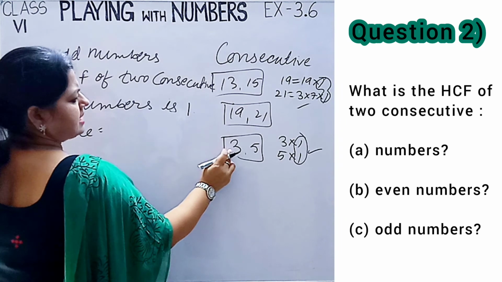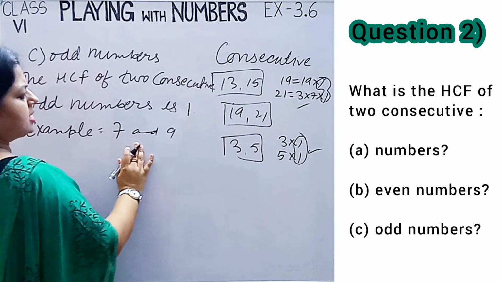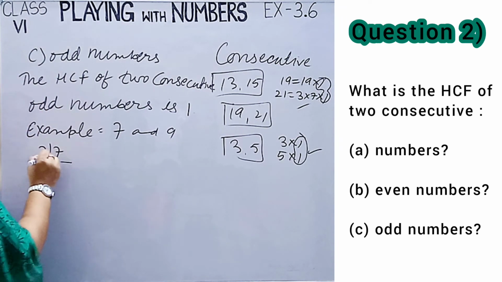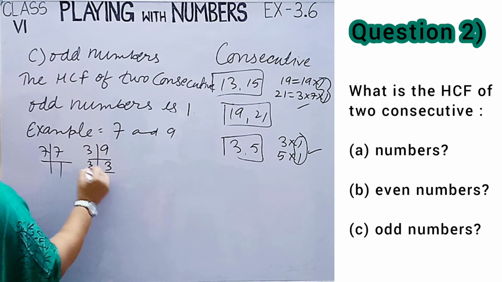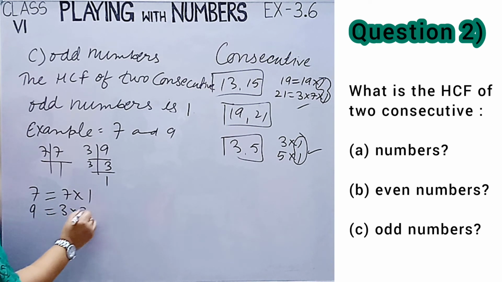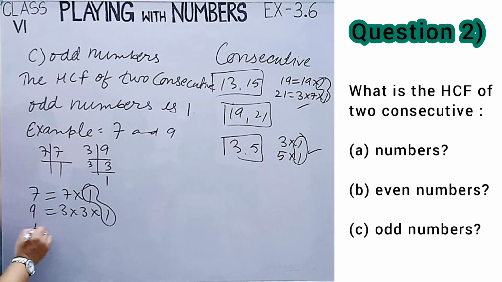Here we have taken the example of 3 and 5. Now I am taking the example of 7 and 9. 7 and 9 are two consecutive odd numbers. So 7, 7 1s are 7, 9, 3 3s are 9, 3 1s are 3. So 7 is equal to 7 into 1. 9 is equal to 3 into 3 into 1. Here we can check that only 1 is common. It means HCF is equal to 1. Answer.